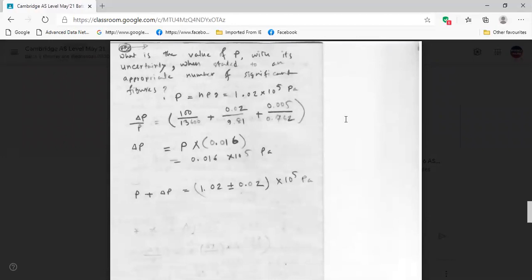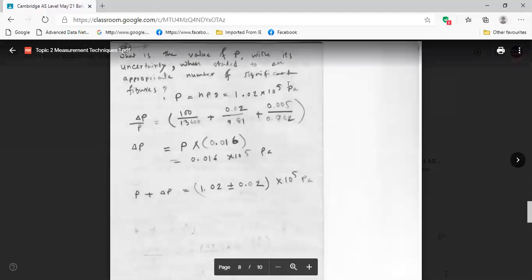Check. You can also check with your calculator. My calculation maybe there might be some error, we cannot say there might be some human error. So you check also how this 1.02 is coming. You see h rho g. h is this one, 0.762. Then rho is 13,600. Then g is 9.81. If you multiply these three values, then it comes 1.02 into 10 to the 5. Check.